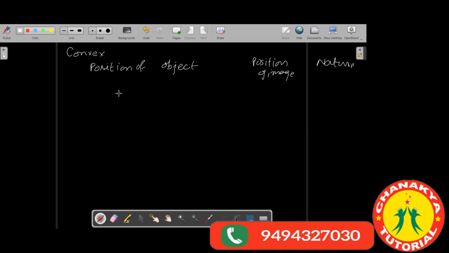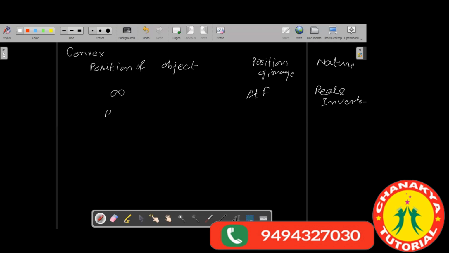So when the object was at infinity, the image was formed at focus F, and the nature was real and inverted. You have a real and inverted image formed at focus. This was for the convex lens.